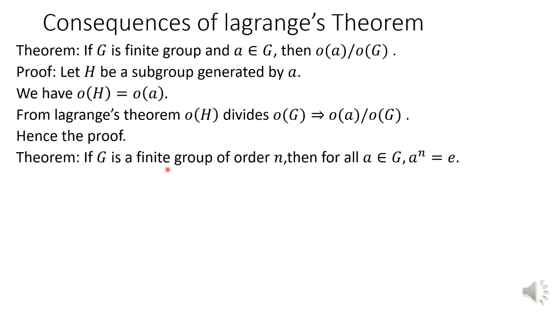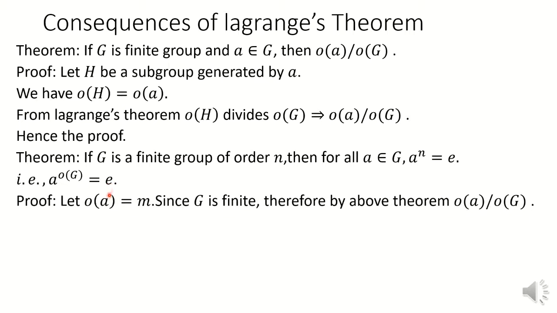The second consequence, again I am taking in the form of a theorem. If G is a finite group of order n, then for all a belonging to G, a to the power n is equal to e, where e is the identity element. That is, a to the power order of G is equal to e. The proof goes like this. Let us suppose that order of a is equal to m. Since G is finite, from the above consequence, we have order of a divides order of G.